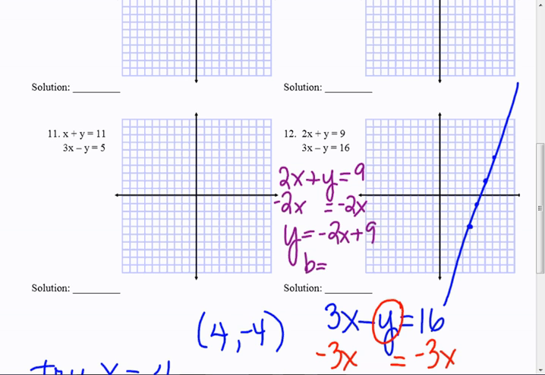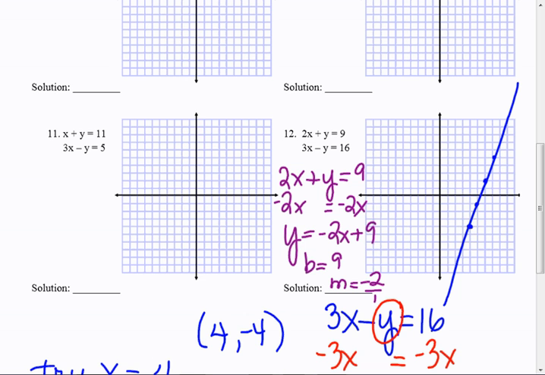Zach, where do we begin on this one? It's just the number all by itself. That 2 is with the x. It's the 9. What's the slope then? Negative 2 over 1. So I'm going to go up to 9.